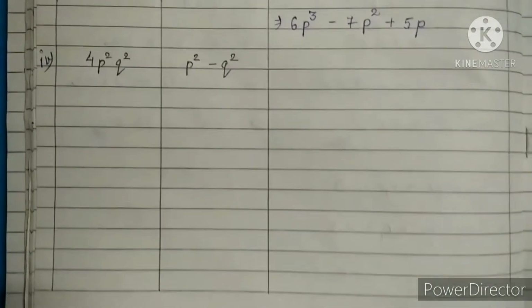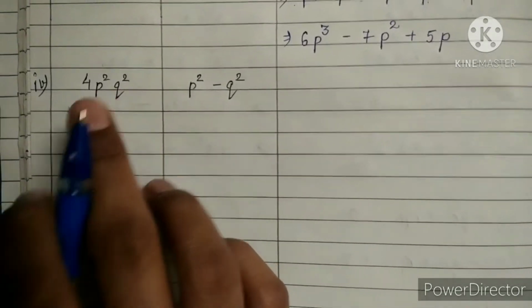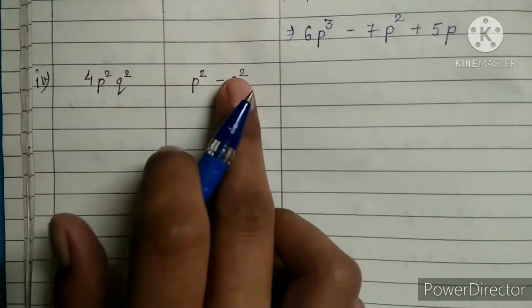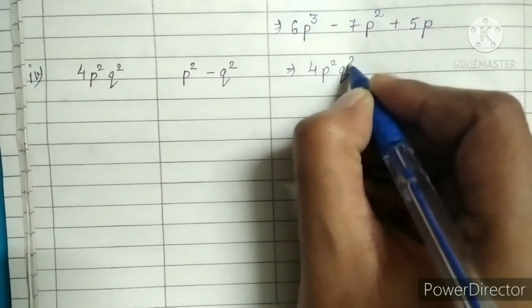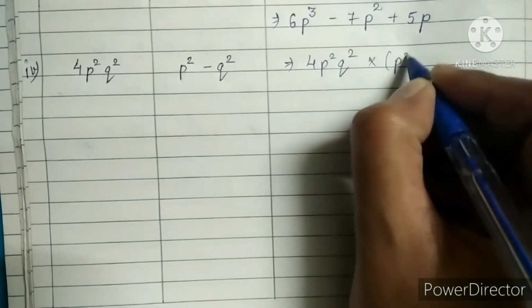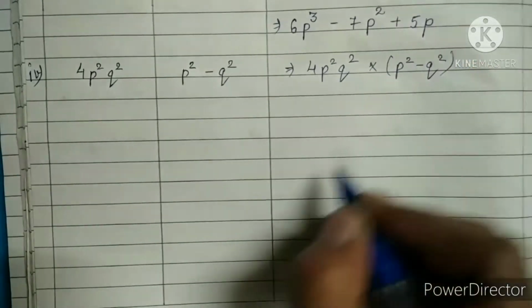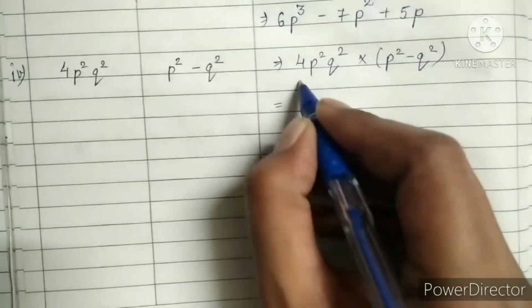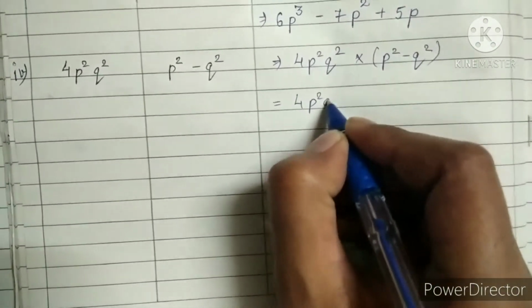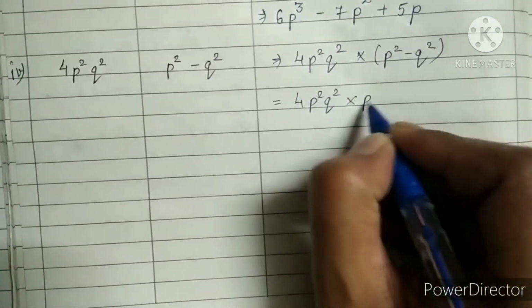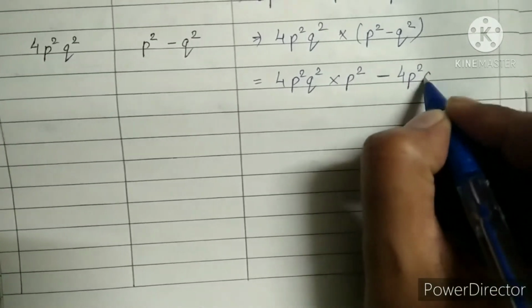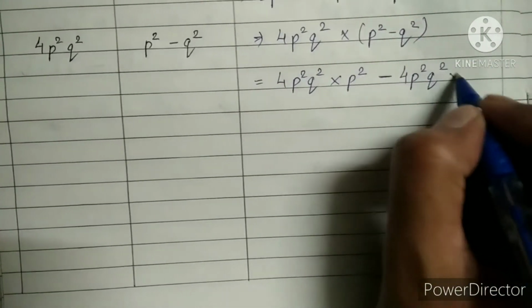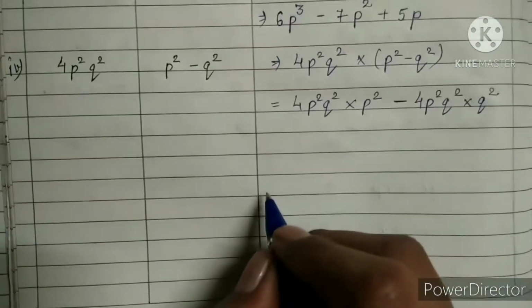Fourth one is 4p square q square multiplied by p square minus q square. So 4p square q square multiplied by p square minus q square. Firstly 4p square q square will go near p square, minus 4p square q square will go at the end multiplied by q square.